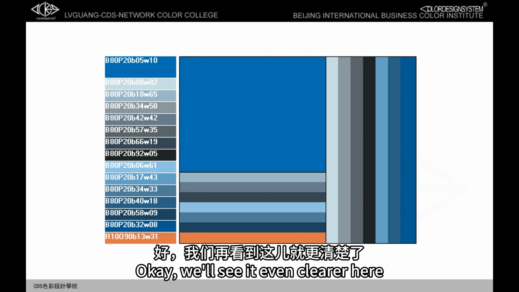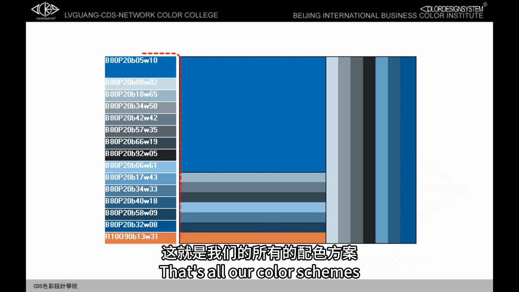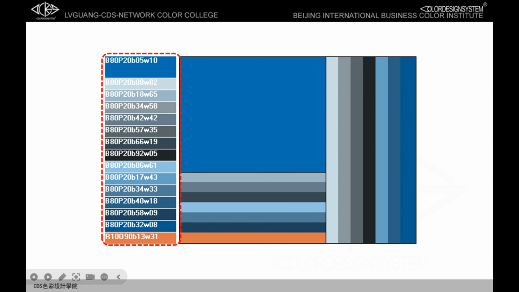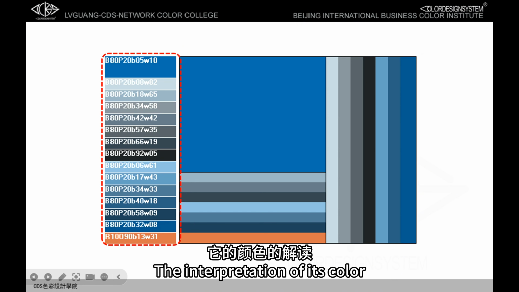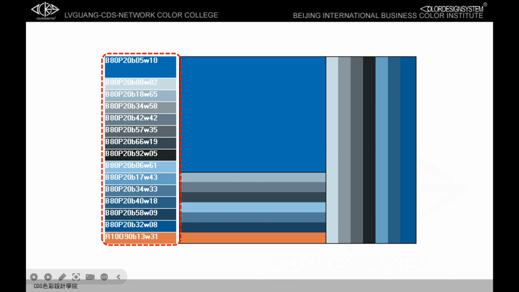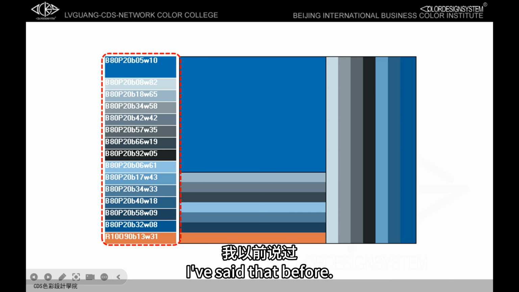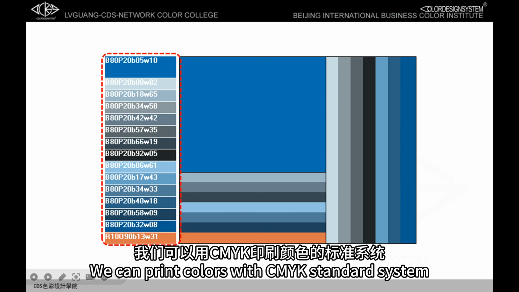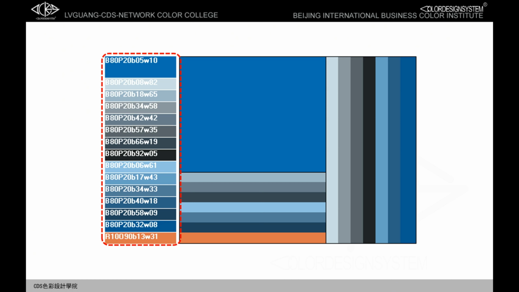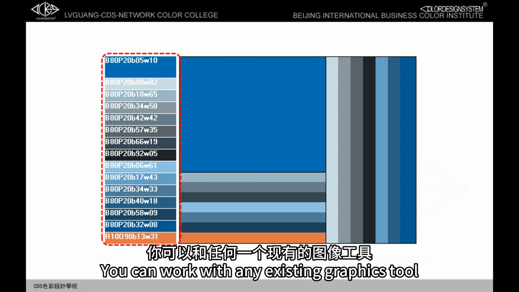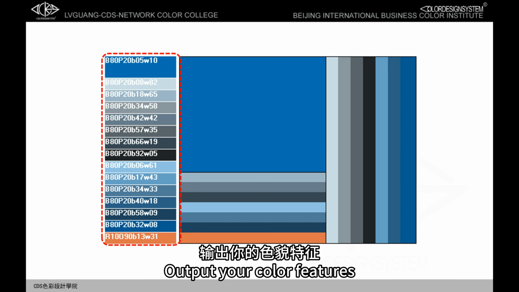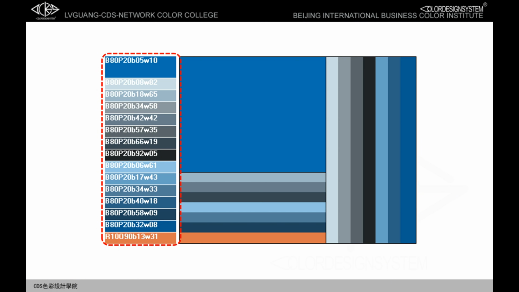Okay, we'll see it even clearer here. That's all our color schemes. The interpretation of its color. This is the CDS coding system. I've said that before. We can print colors with CMYK standard system. Can output. Is that so? You can work with any existing graphics tool. To connect, output your color features.